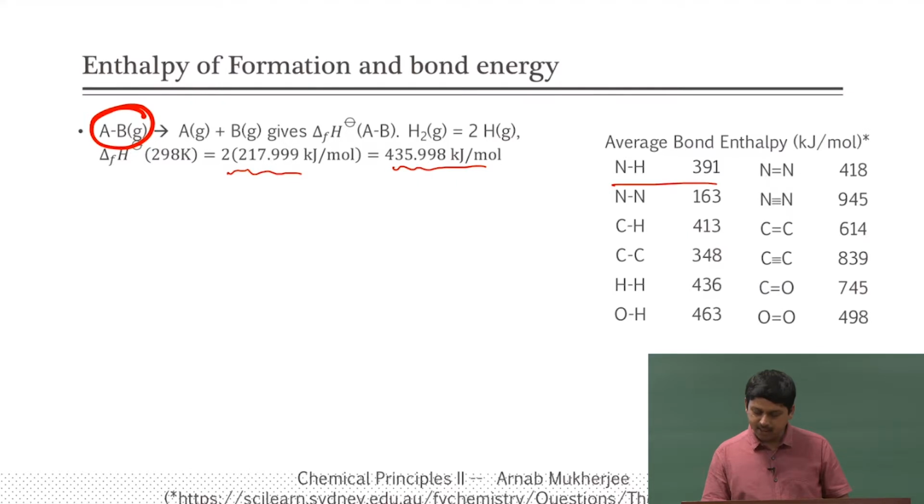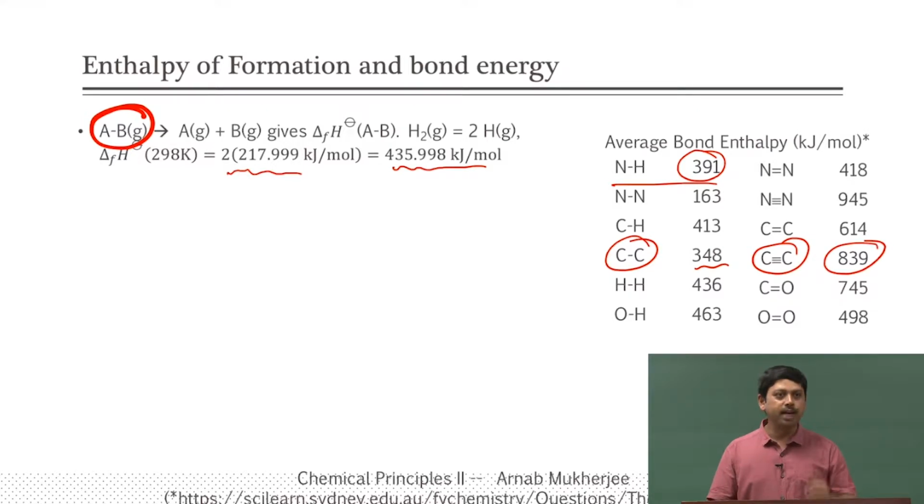For example, N-H is 391, it is actually smaller than H2, and the reason is that it is a heteroatomic system, so the electron is more towards nitrogen. Look at carbon-carbon single bond 348, and C triple bond C 839. So we knew, right, that the triple bond is more stable than the double bond, and the double bond is more stable than the single bond and all that. See nitrogen triple bond is very strong, one of the most stable compounds, and that has like 945 kilojoule per mole strength, and this data I have got from the site mentioned here.